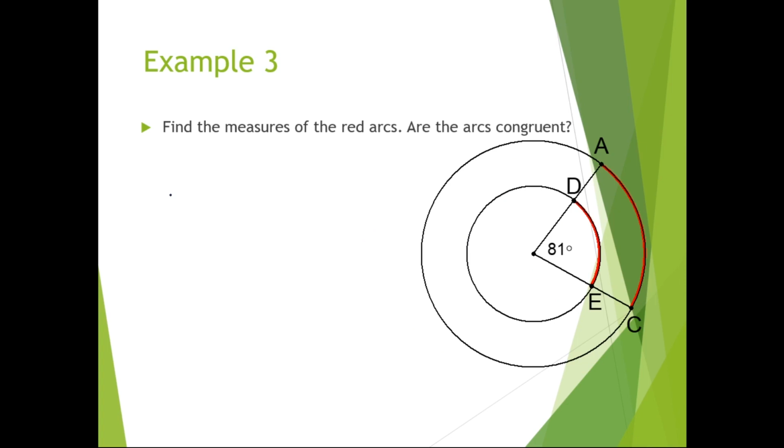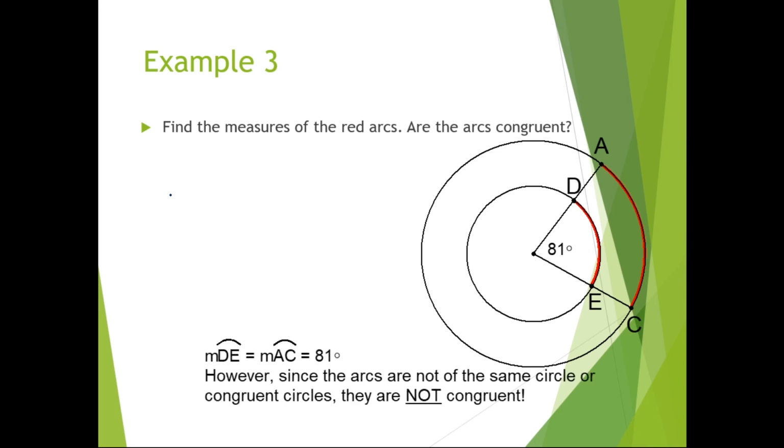Find the measures of the red arcs, then are the arcs congruent? So it's just the same as example 2. So here's the explanation. The measurement of arc DE is equal to the measurement of arc AC. That is equal to 81 degrees. So ang AC is 81 degrees, kay ang central angle is 81 degrees. Same goes for arc DE. Kay ang atbang pod nga central angle is 81 degrees.